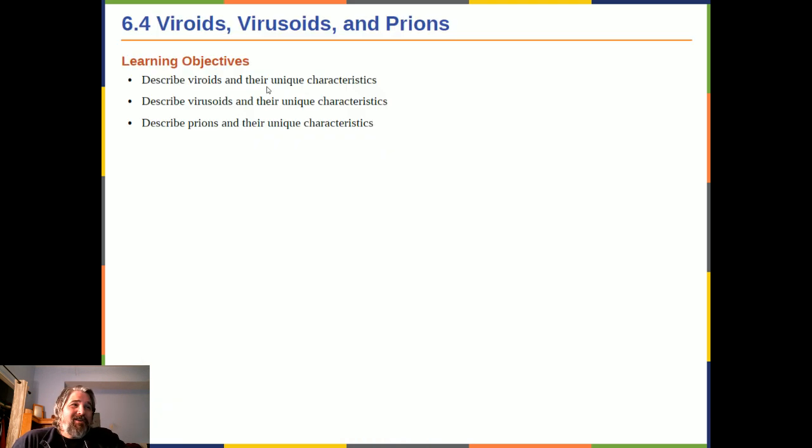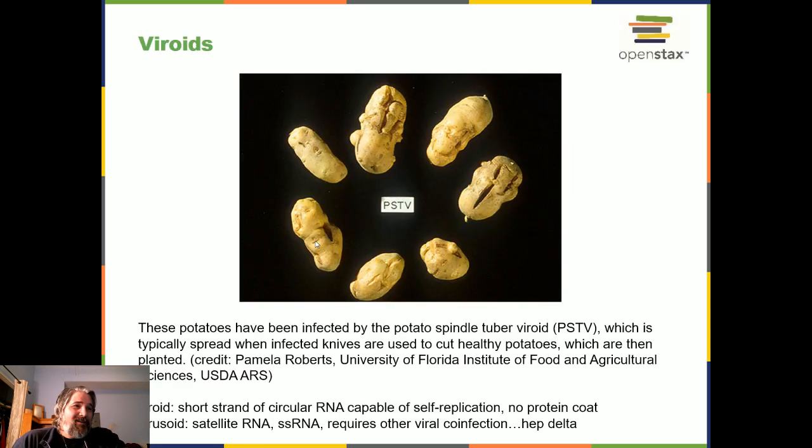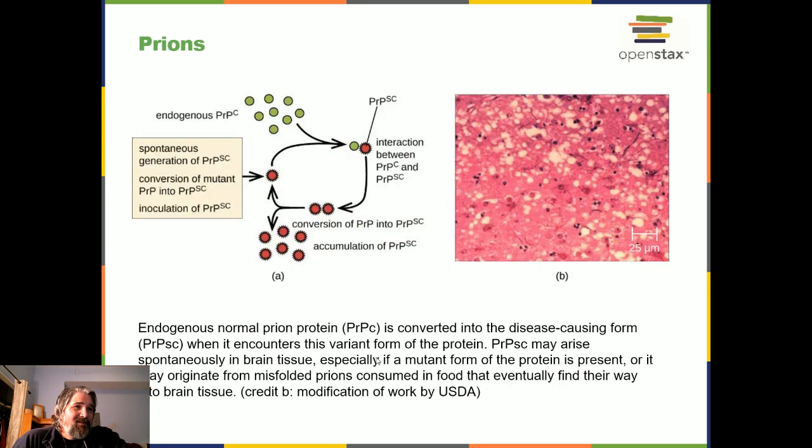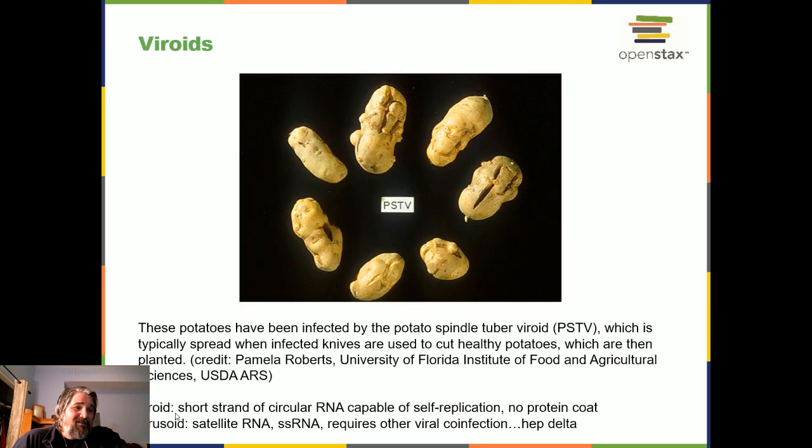So describe viroids and their unique characteristics, virusoids, and prions. So viroids, here's an example, potato spindle tuber viroid. A viroid is a short strand of circular RNA capable of self-replication, with no protein coat. A virusoid, a satellite RNA, is single-stranded RNA that requires other viruses to co-infect simultaneously. Hepatitis Delta is one of these. So again, a viroid is free RNA that is capable of self-replication. That's viroids and virusoids.